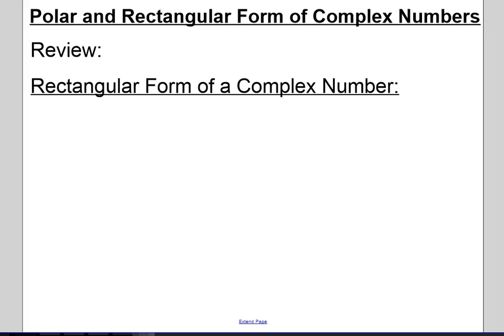In this recording, we're going to learn about polar and rectangular forms of complex numbers. So first, let's go with some familiar territory, the rectangular form of complex numbers, which may not be super familiar. So let's review. The rectangular form of a complex number would look something like this.